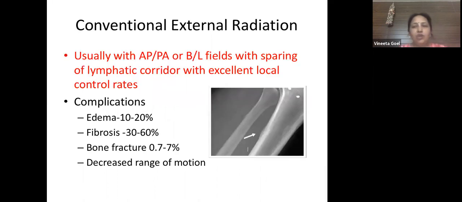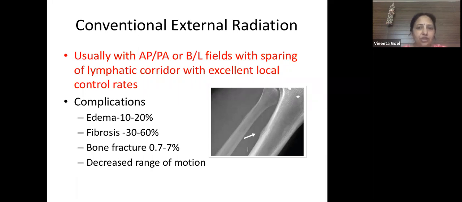Now coming to the second modality of radiation therapy, which is external beam radiation therapy. So here radiation therapy can be given either with conventional technique. We all have used conventional technique for soft tissue sarcoma management for a long time because there are much fewer critical organs in the vicinity of extremity sarcomas. The critical organs that you have are soft tissue or bone or skin. Apart from that, you do not have any visceral organs. So conventionally, we have all treated these patients with either APPA fields or bilateral fields.